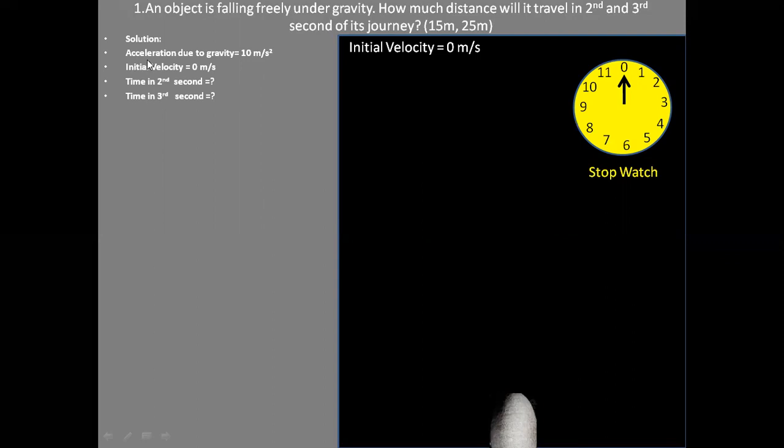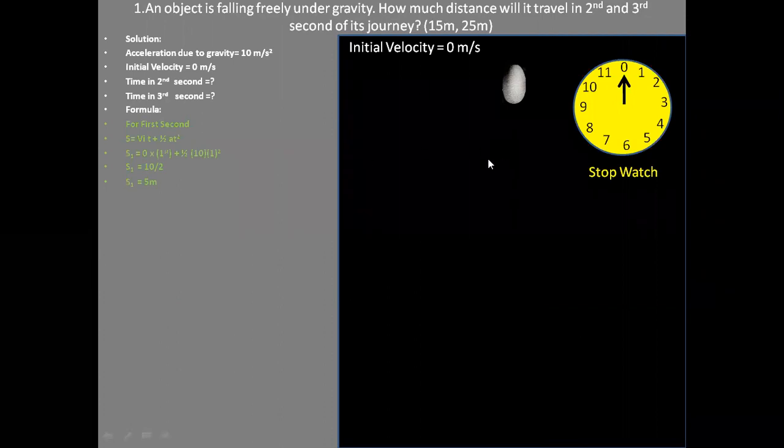Solution: the acceleration due to gravity is 10 meters per second square. The initial velocity is 0 meters per second because in the start it was at rest. In the second second we have to calculate, and in the third second we have to calculate as well. Because it has to travel a lot of distance, let us look at it from far away so that we can have a better view.